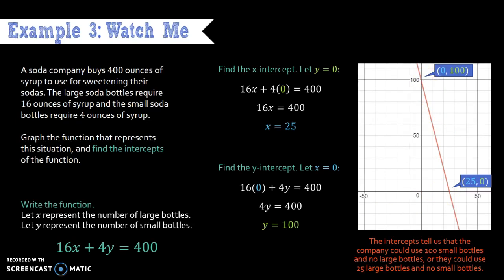So my intercepts tell us that the company could use exactly 100 small bottles and none, or 0, of the large bottles, or they could use different combinations of large and small. Or we can come down here to this intercept and use 25 large bottles, but then we could use none of the small bottles because we wouldn't have any syrup left over. If we fill up all 25 large bottles, that's going to be exactly 400 ounces of syrup, and I don't have any left over to fill up any of my small bottles. So your intercepts can actually tell you a lot about what's going on in the problem as well.